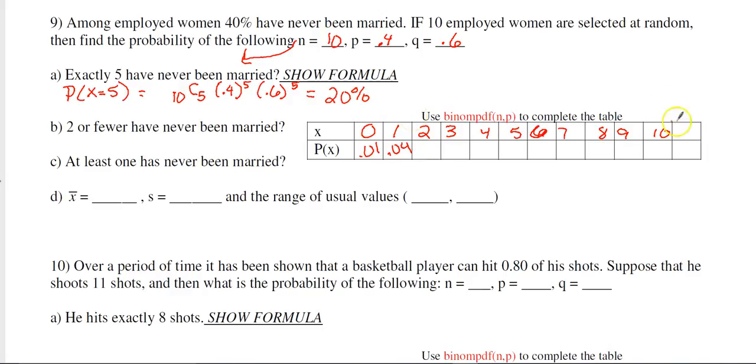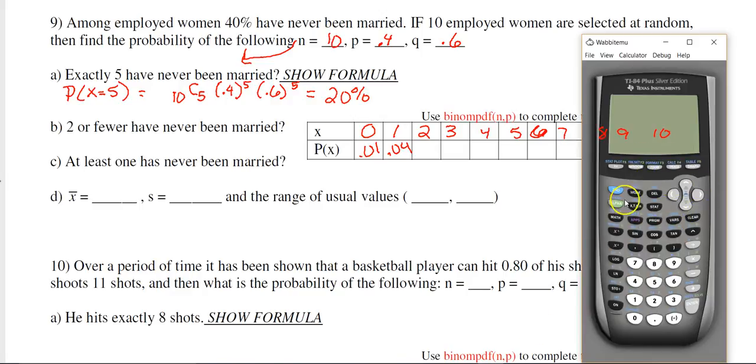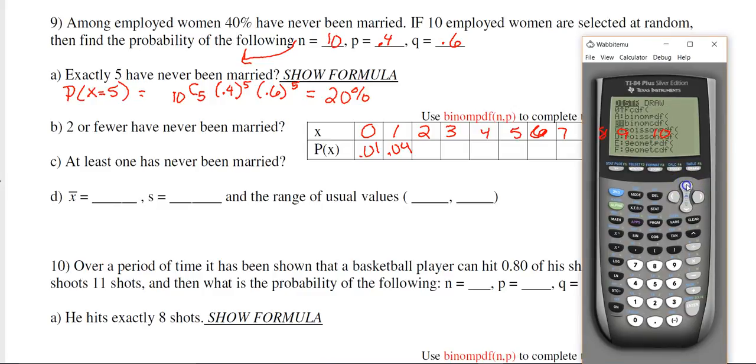I can't read them, so I'm going to have to do it on my calculator. So I'll show you how to do it again. Turn it on. Go back to the home screen. And we want to go second vars, find binomial PDF, which is right here. Put in your n first, which is 10. Then put in your p, which is 0.4. And then hit it. Oh, I didn't put it in list 1. So I'm going to store into list 1.